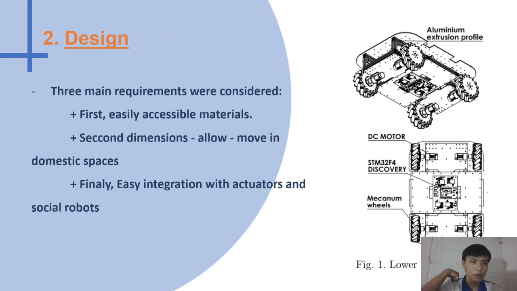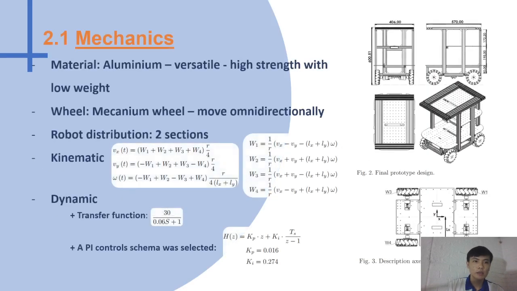Next, the design. This part has three main requirements that were considered. First, easily accessible materials. Second, dimensions that allow moving in domestic space. Finally, easy integration with actuators and social robots. The design is divided into three parts. The first is mechanics.